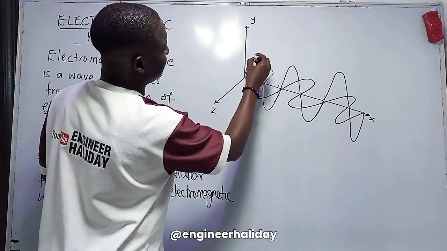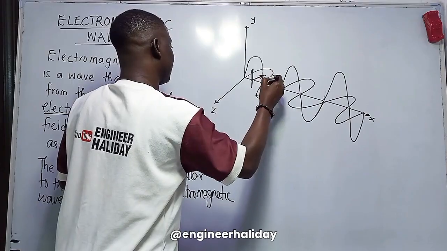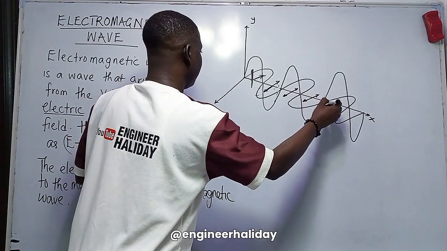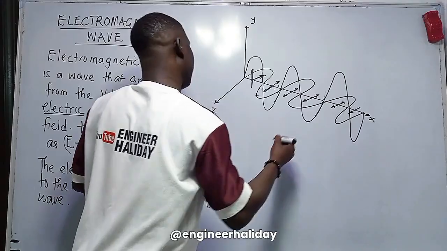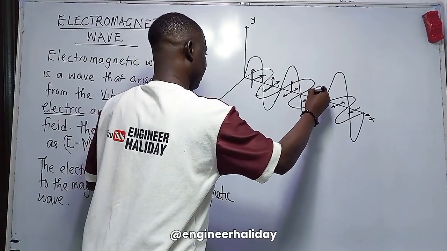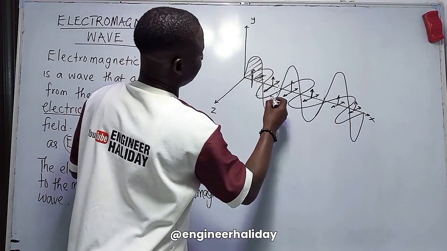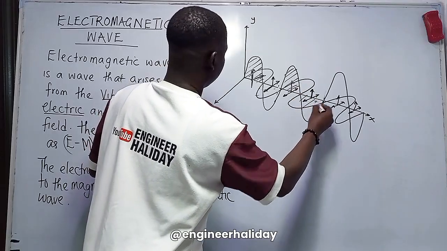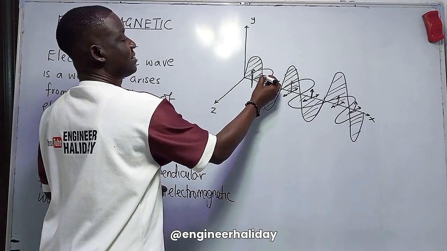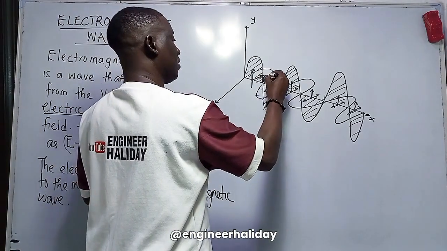So now, if we check this movement, this one is in the Y direction, while this one is in the X direction. The magnetic field is in the X direction, moving like this, while the electric field is like this, vertical. If I shade the part that belongs to the electric field, you will now notice that there is a right angle between magnetic and electric field.